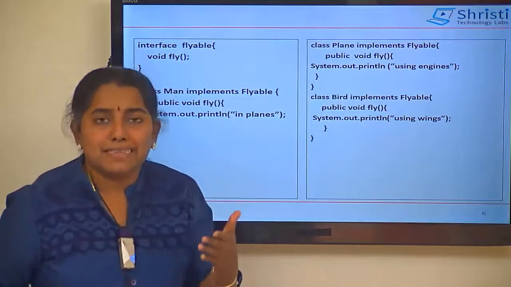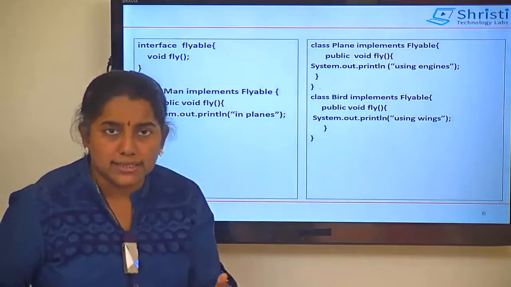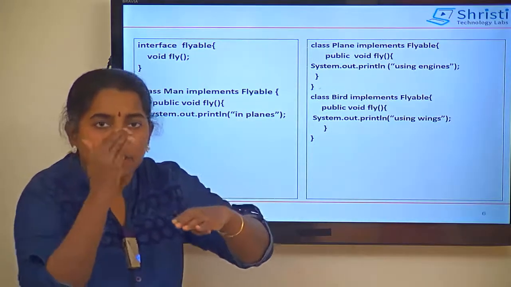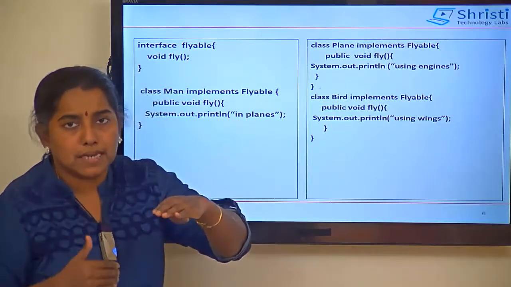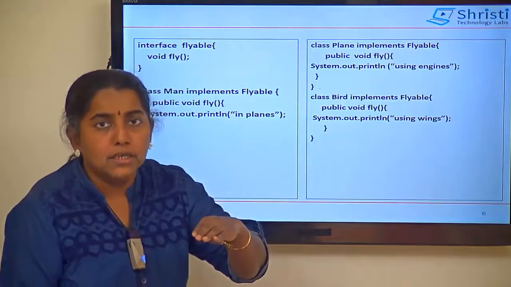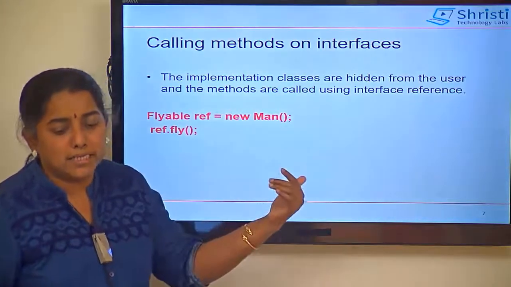How to call the method in these classes? Already you have learned, when you are working with abstraction, you must never show the implementation class. Always call it using superclass reference equal to subclass object. In case of superclass, here we are having an interface. So we will be writing it as interface reference equal to implementation class object.